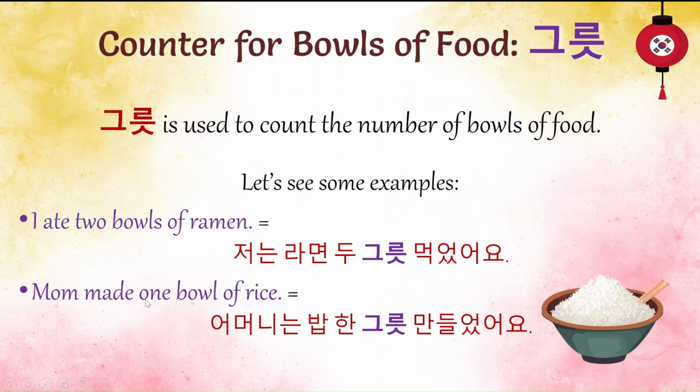Next example is, Mom made one bowl of rice. 어머니는 밥 한 그릇 만들었어요. Mom is 어머니. Rice is 밥. One bowl of rice, 밥 한 그릇. To make, 만들다, past tense, 만들었어요.